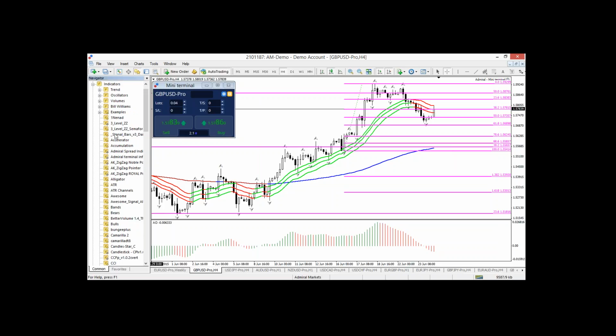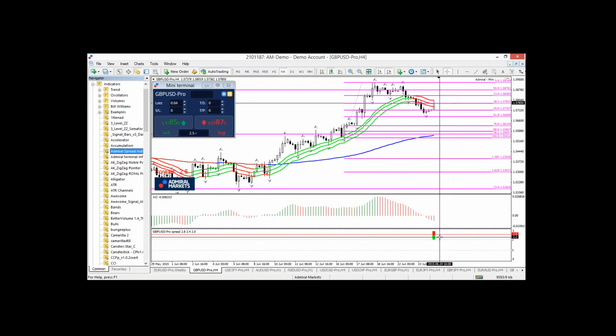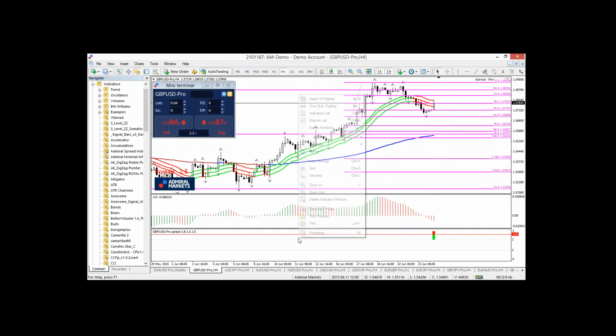Actually, you can keep an eye on so many things that are available. You can even keep an eye on the average spread here. There's a spread indicator. You can keep an eye on what the average spread is on the euro dollar, pound dollar, sorry.